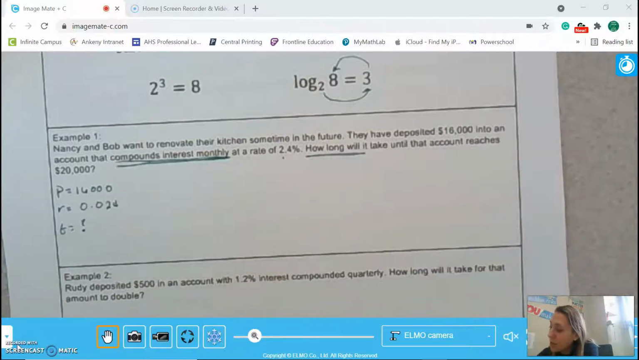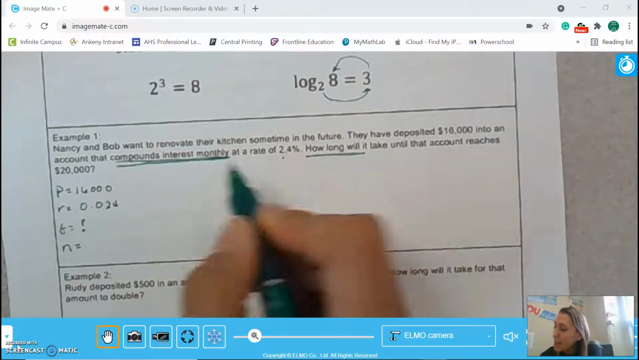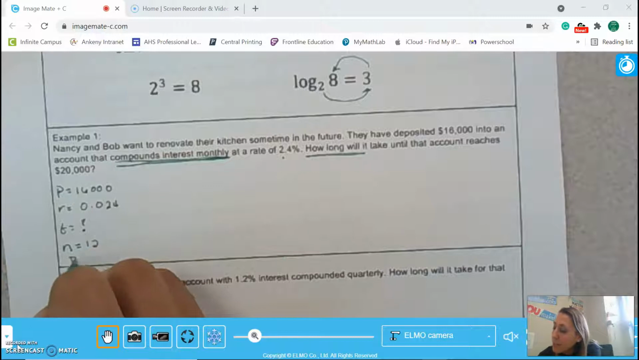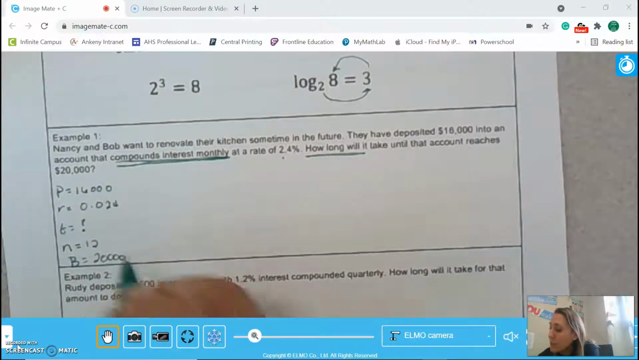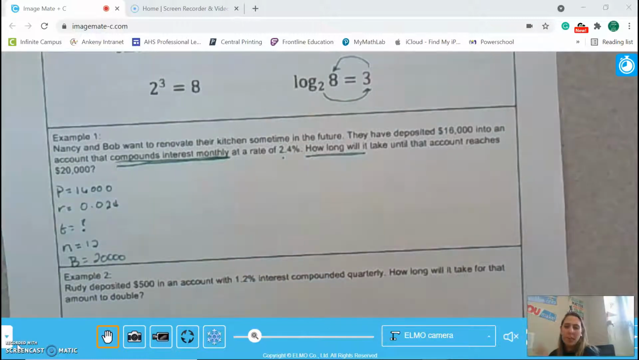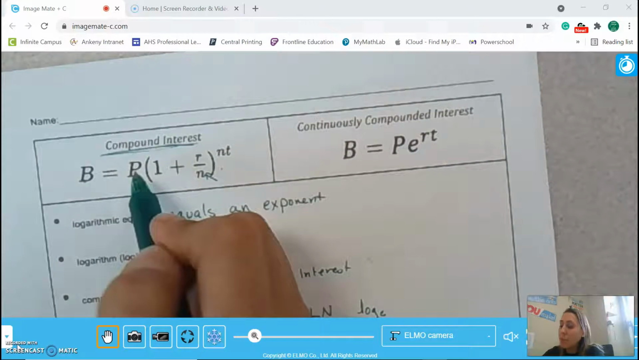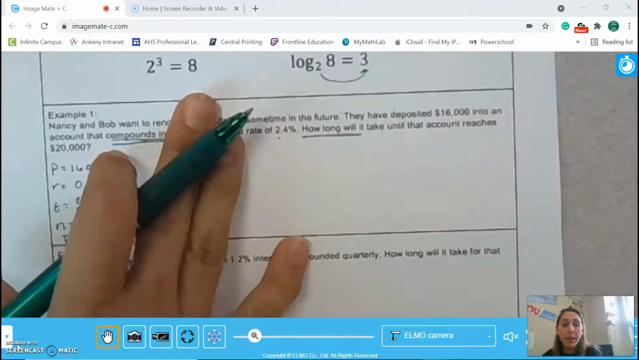That's the how long. And I know my n, the number of times compounded, is monthly, so that's going to be 12. And I know my ending balance, what I want to end up with, which is 20,000. So I'm going to plug all of that into this formula right here. I know my B, my P, my R, and my n. So we know those numbers, and I'm going to plug that in.